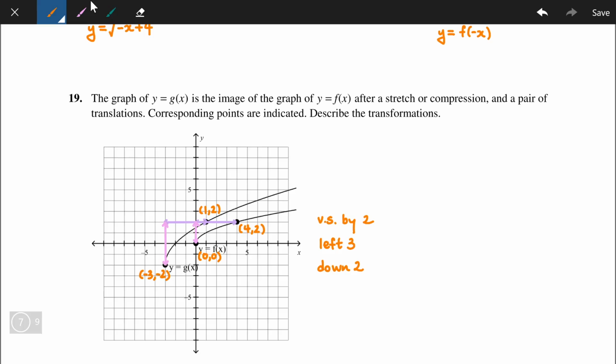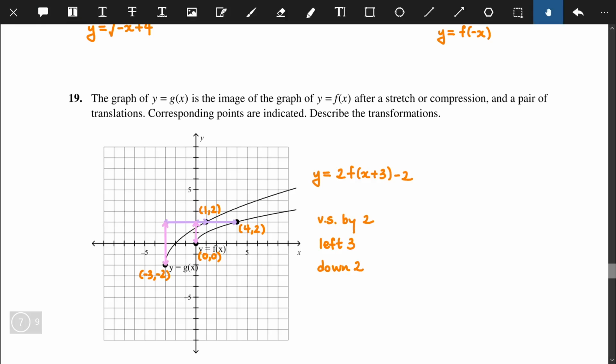So it just says to describe the transformation. If we were to write g of x as transformations of f of x, then it would have been y equals 2 f of x plus 3 and then minus 2. Okay, so that's number 19. Let's move on to the problems. Number 20.